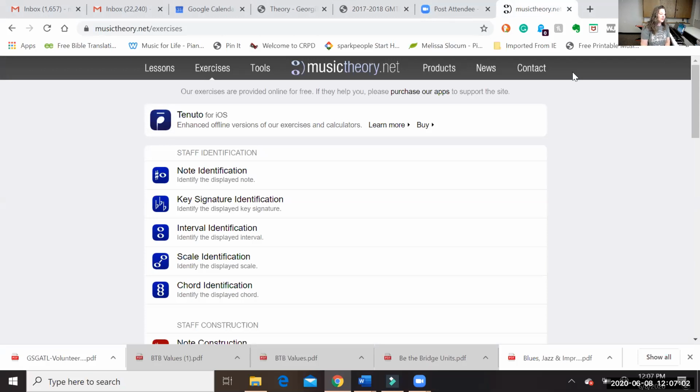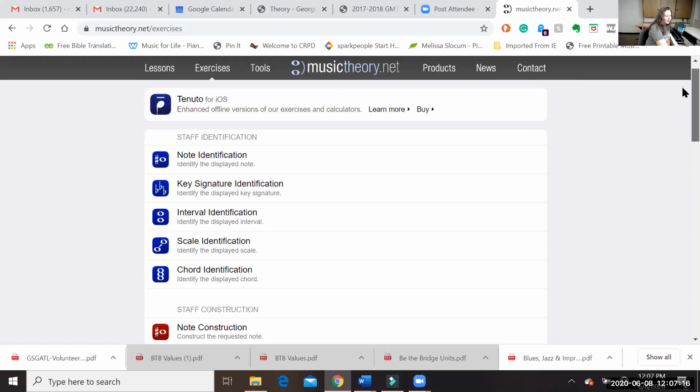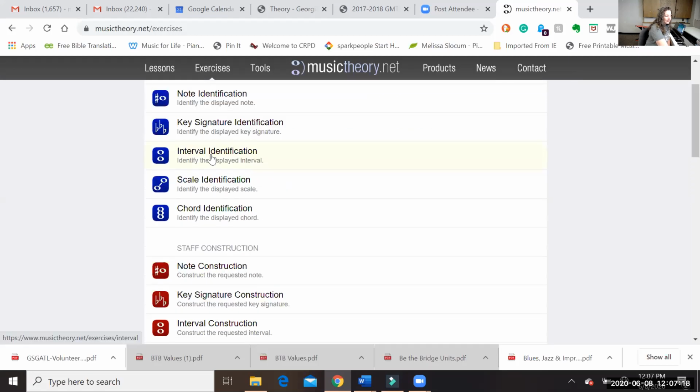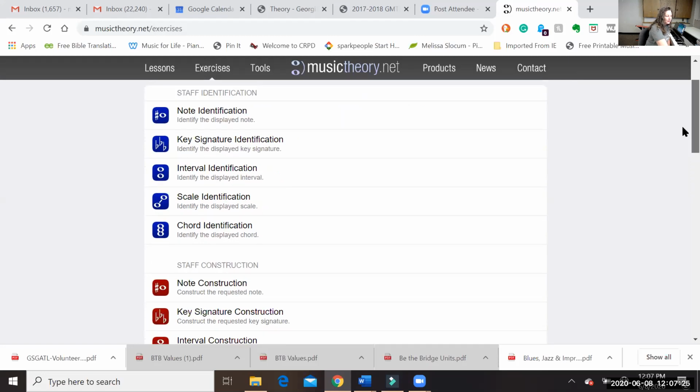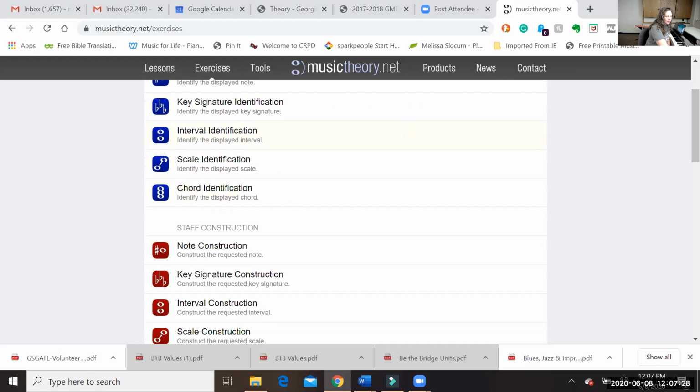So you're going to go to the website or the app and click on exercises, which is right up here in the top. And it'll come up with all sorts of things. So if you need to do interval identification, you'll see on the top here, it'll say staff identification, staff construction, things like that. So let's just take a look at the interval very briefly.